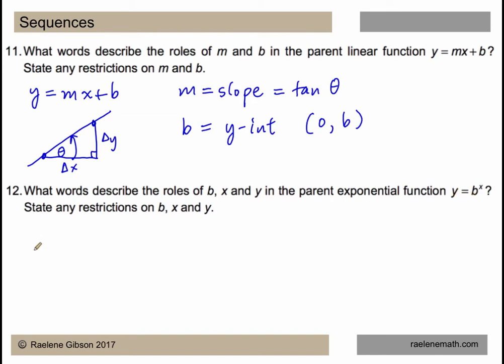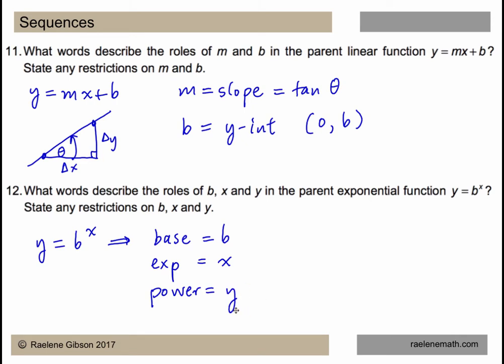Furthermore, we want to discuss the b, x, and y coming from the statement y equals b to the x. In this statement, we have that the base of the exponent is equal to b, the exponent itself is equal to x, and the power, which is the output of the base raised to the exponent, is called y. We do have restrictions here, and for a continuous function, we can't have a negative base, and if we want there to actually be exponential growth or decay, the base can't be 0 or it can't be 1. So not equal to negative, not equal to 0, and not equal to 1.